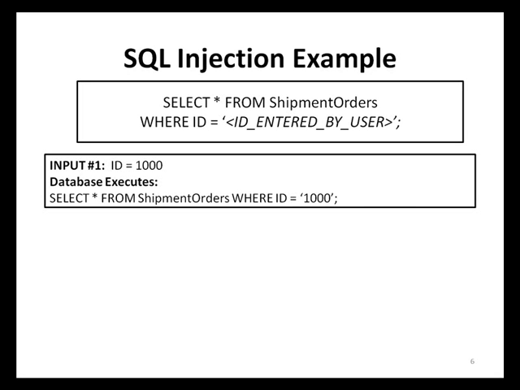In the first scenario, input ID is set to 1000. The database simply executes select star from shipment orders where ID equals 1000 and retrieves the data for that order corresponding to ID 1000 if it exists. This is the expected and correct behavior. Now, let's look at some more interesting ID inputs and see how they can be used by malicious users to perform unauthorized actions.